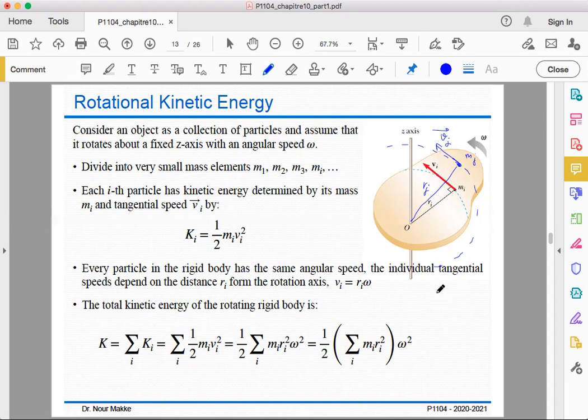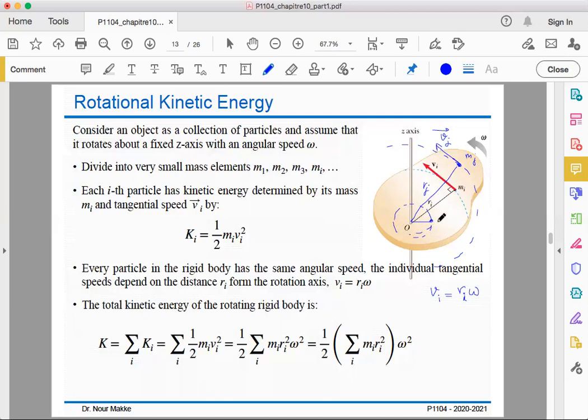Why? Because if we consider the particle mi, we have vi is equal to, how is v related to omega? It's related to omega through the relation r times omega. We saw a moment ago that v is equal to r multiplied by omega. So vi is equal to ri multiplied by omega. Now the question is: is vi the same for all particles? Of course not. Why? Because the ri is not the same for all the particles. If you take a particle closer to the rotation axis, it moves on a circle that is smaller than the circles of the others.